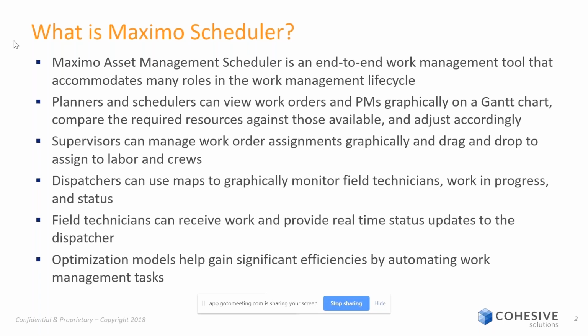Planners and schedulers can view work orders, PMs, and see that all on a Gantt chart in Maximo. And that's the beautiful thing about this particular application in Maximo. And so the planners and schedulers would use the graphical scheduling application, and the supervisors would use a very similar application called graphical assignments to then drag and drop and make assignments based on the schedule that your planners and schedulers have worked to create.